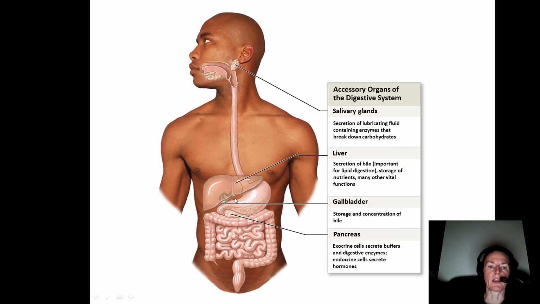All right, so we have our gallbladder, which is going to concentrate bile that is made in the liver. And the purpose of bile is to emulsify fats. So if you eat a big glob of fat, obviously we know that lipids and water don't mix.